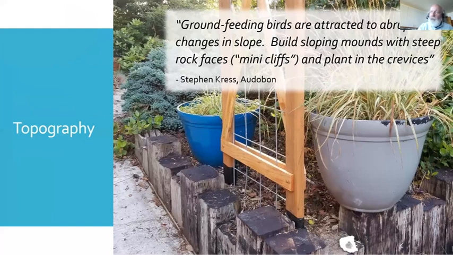Topography. This is an interesting point, by the way, just as a side point. When you're thinking about garden landscapes, think about different levels. Audubon, and I apologize for the misspelling there. It's Audubon, it's not Audubon here, but ground feeding birds, they're attracted to abrupt changes in slope. That's interesting to think about, so introducing containers or other structures to mimic hilly, bermy conditions.